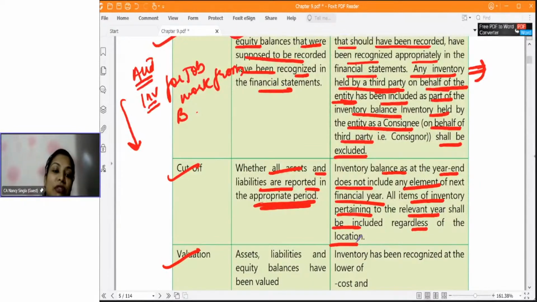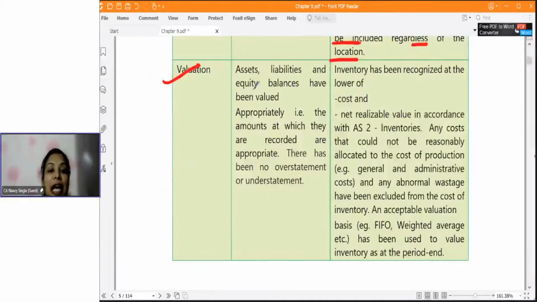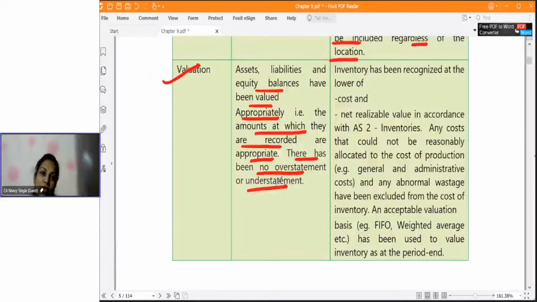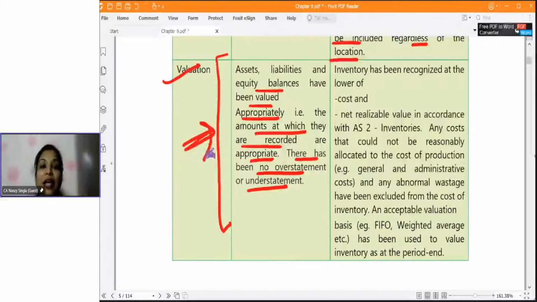ठीक है? Valuation. The assets and liabilities have been valued appropriately. That is, the amounts at which they are recorded are appropriate. There have been no understatement or overstatement. अब ये किसने बोला? मैनेजमेंट ने इम्प्लाई किया, इम्प्लाइड assertion आया. ऑडिटर को क्या करना है? इसी को वेरीफाई करना है. How? By performing audit procedures. Why? In order to give his opinion on the financial statement as a whole.